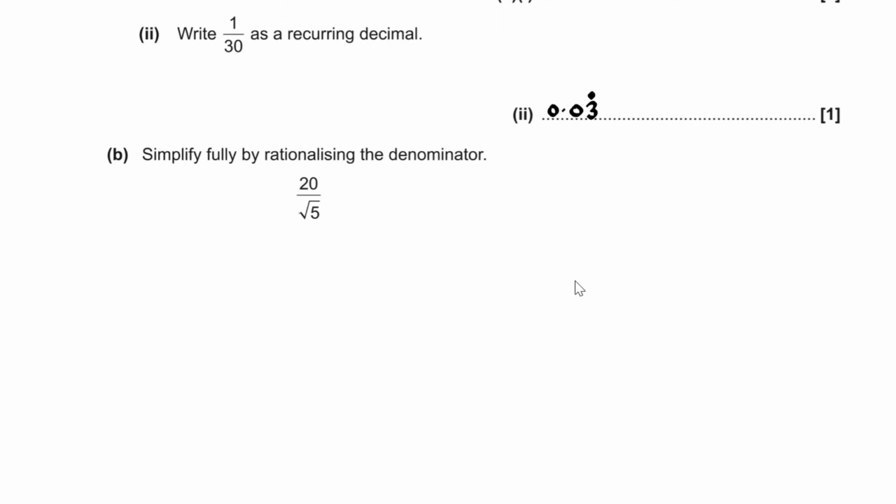And for part B, we have to simplify fully by rationalizing the denominator 20 over root 5. Well, what we'd do here is multiply both the numerator and the denominator by root 5. And if we do that, we have 20 root 5 divided by 5, which is equal to 4 root 5.